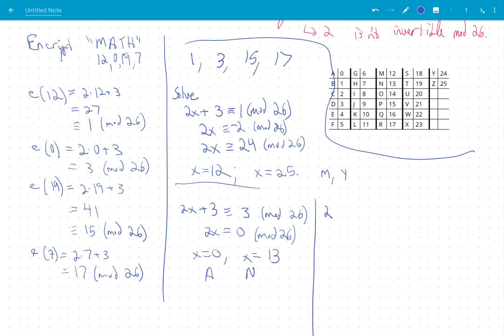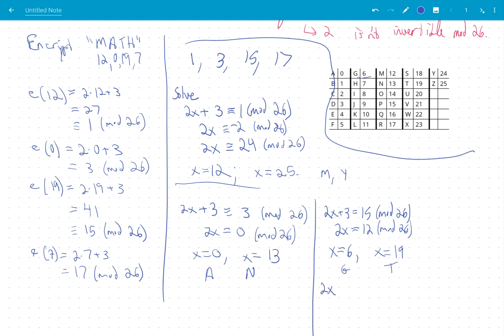If I wanted to recover the third letter, I'd have 2x plus 3 is equal to 15 modulo 26. That would be the same as 2x being congruent to 12 mod 26. An obvious answer to that is x is equal to 6, or x is equal to 19. 19 being the T we wanted, 6 being the letter G here.